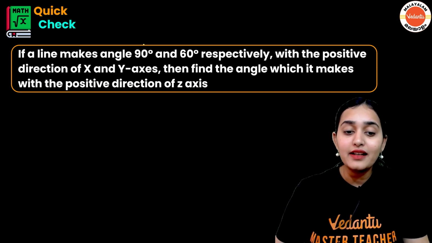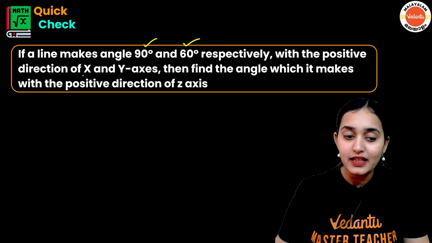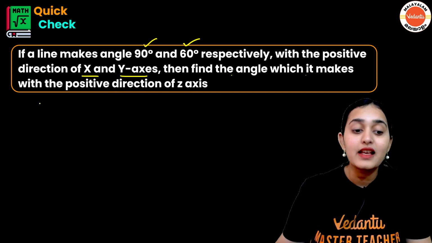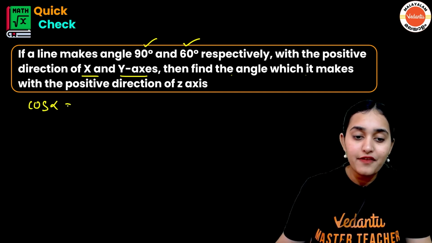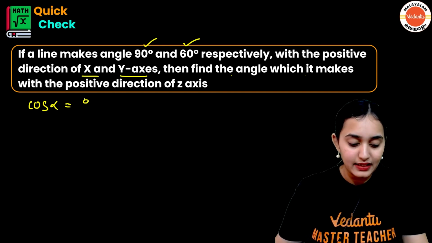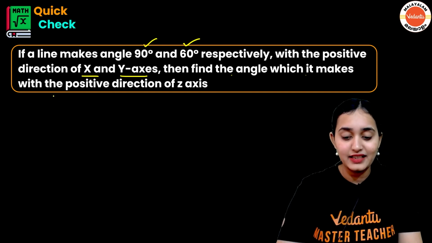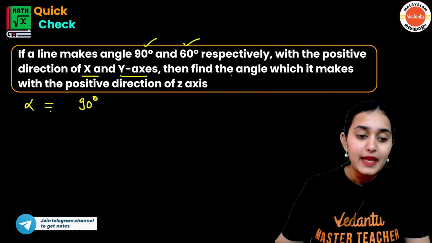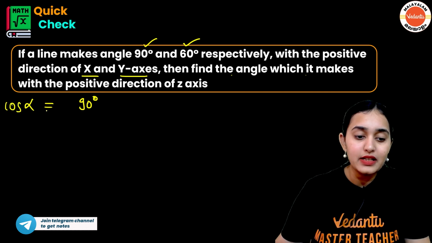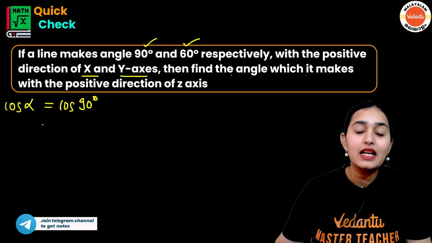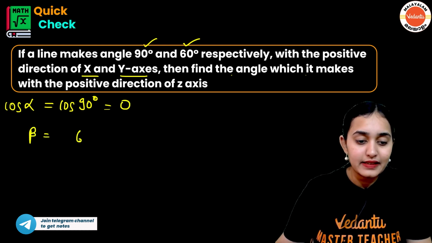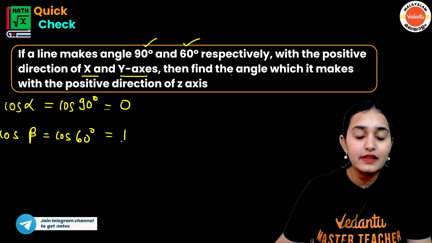If a line makes an angle 90 degree and 60 degree with the positive direction of the x-axis and y-axis, find the angle which it makes with the positive direction of the z-axis. What they are trying to say is alpha is 90 degree, right? So cos alpha will be cos 90 degree, which is 0. Similarly, beta is 60 degree, so cos beta will be cos 60 degree, which is 1 by 2.